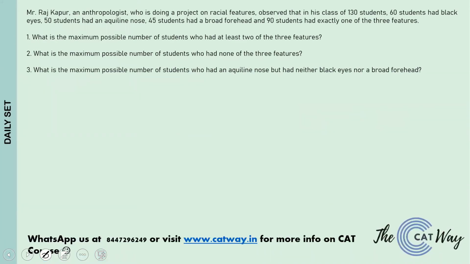Okay, so it says that Mr. Raj Kapoor, an anthropologist who is doing a project on racial features, observed that in his class of 130 students, 60 students had black eyes, 50 students had aquiline nose, and 45 students had a broad forehead, and 90 students had exactly one of the three features. Okay, so it's a classic Venn diagram question. So let us make a diagram.